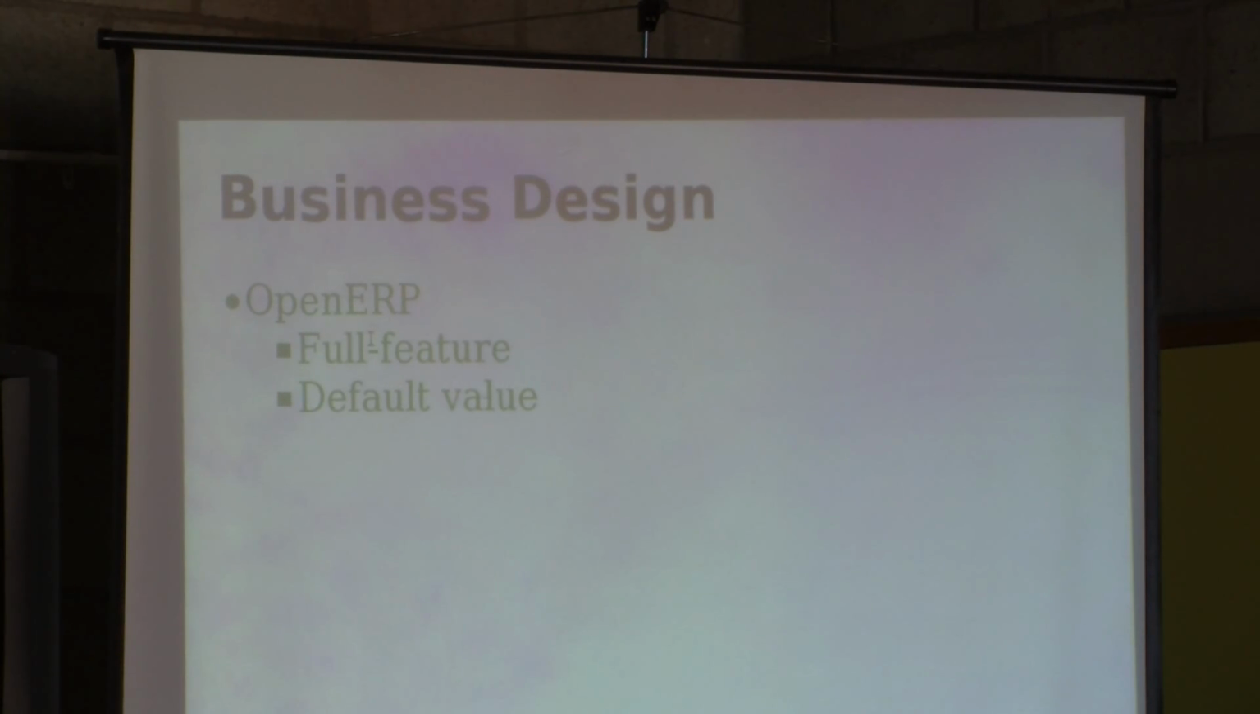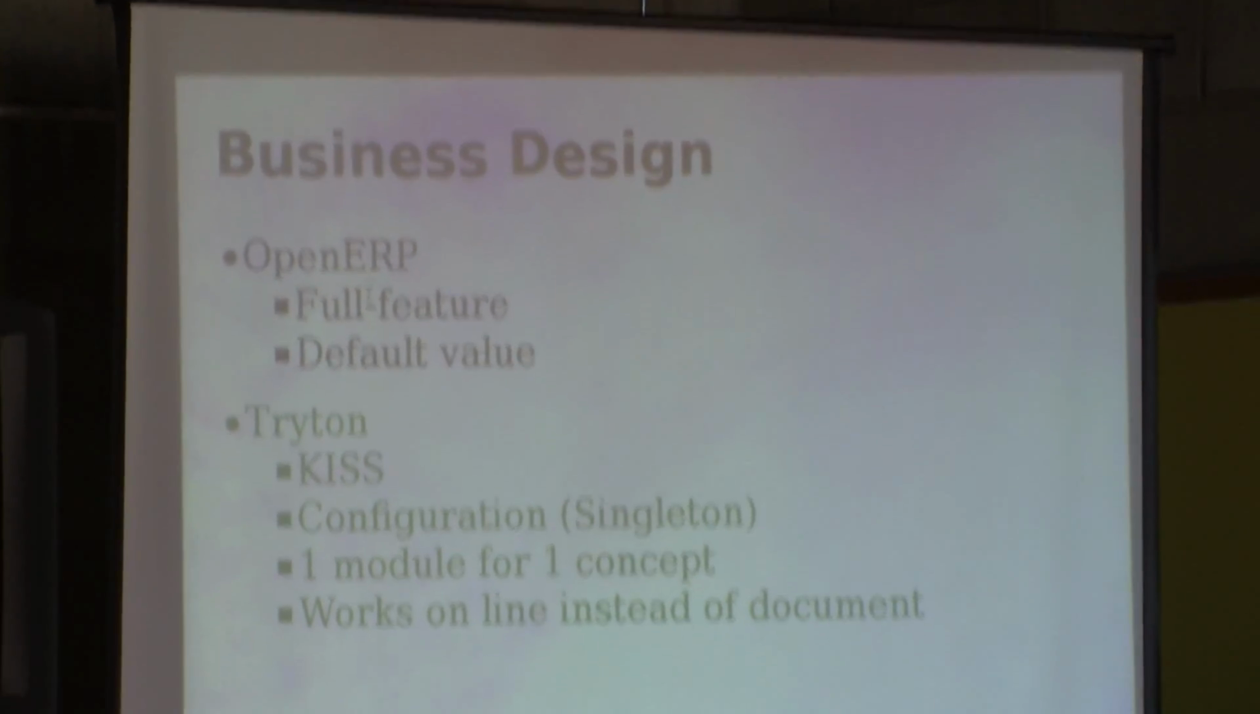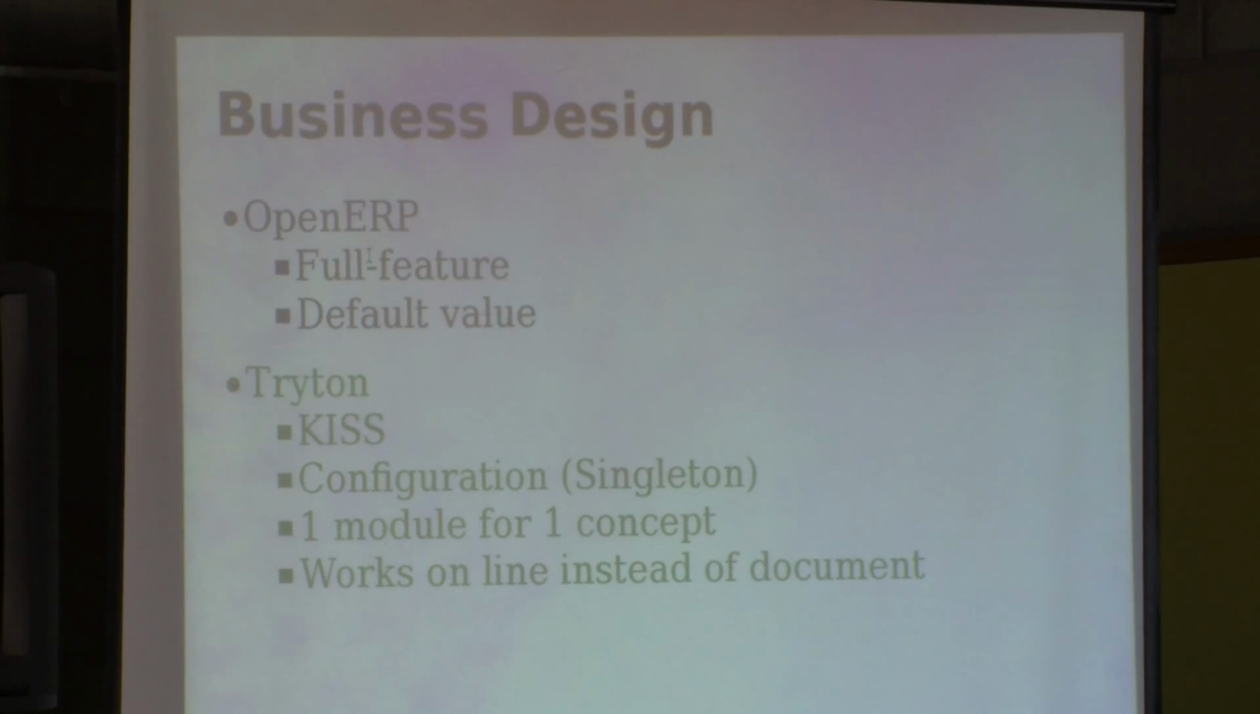OpenERP tries to be full featured, one module with everything in it, with options and so on, and they use default values for configuration. With Tryton we try to be KISS, keeping it simple and stupid. Instead of default values, we use configuration, which are singleton records to store values, instead of right-clicking on each form. It's better to control the configuration, we think.